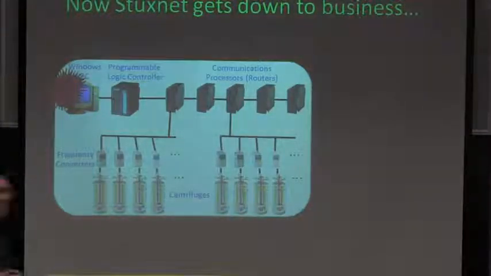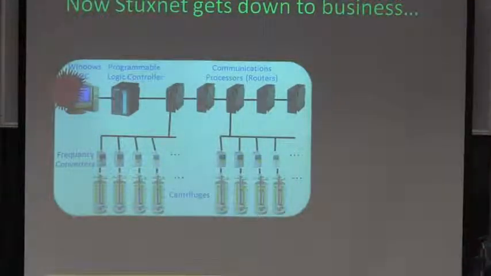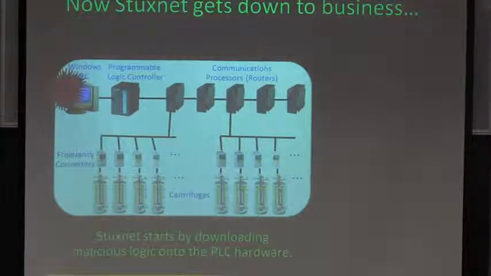Now, Stuxnet gets down to business. It's on a computer that it knows controls, almost certainly, uranium enrichment. But it's not entirely sure. So Stuxnet starts by downloading malicious logic onto the PLC hardware. So remember, Stuxnet right now is on that Windows computer, but what it does next is it actually copies itself to the PLC. So it takes a little mini-me and throws it on the PLC.